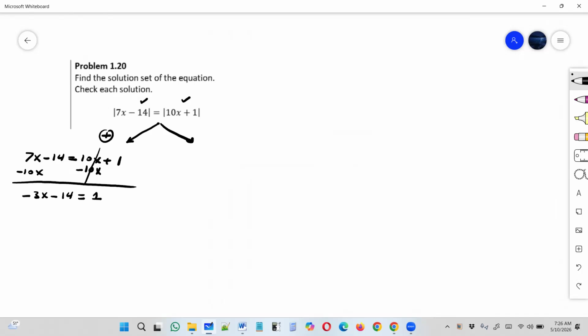And then as you can see, you cannot have the number on this side. So I'm going to add 14 to both sides. Negative 3x equals 15. And then obviously we divide everything by negative 3. The negative and the negative become a positive. The 3 and 3 cancel each other. I have x, and obviously the minus is going to go up. So negative 15 divided by 3 is negative 5. So this is one solution.